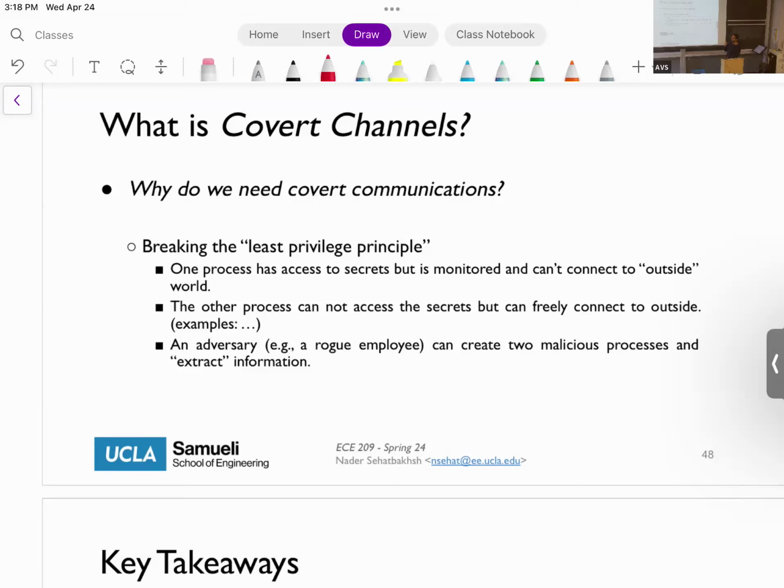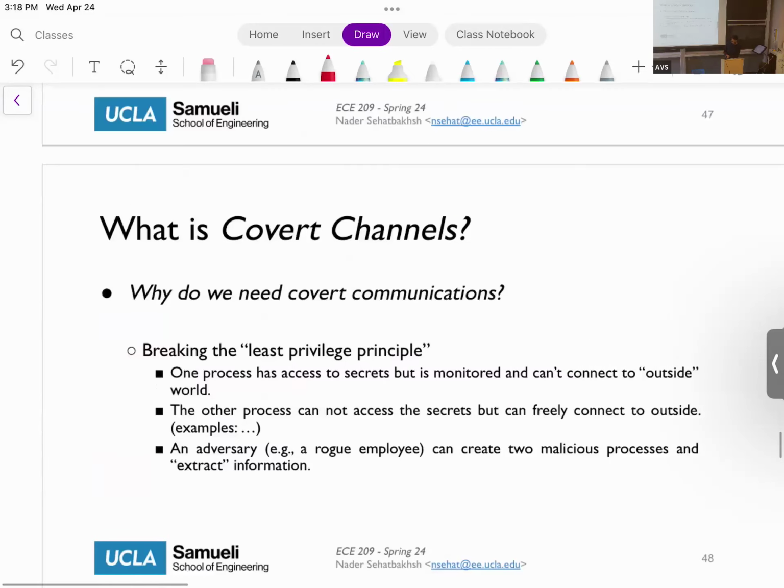If the one that has access to the photo library tries to connect to the Wi-Fi, it will be blocked, okay? If the one that has access to the Wi-Fi tries to access the photo library, it will also be blocked. But if they can communicate covertly, then they won't be blocked, okay? So this is the whole point of a covert channel.